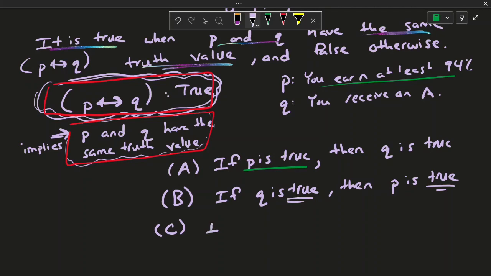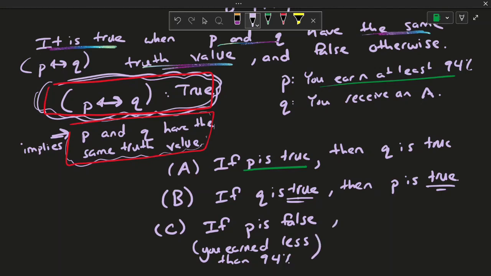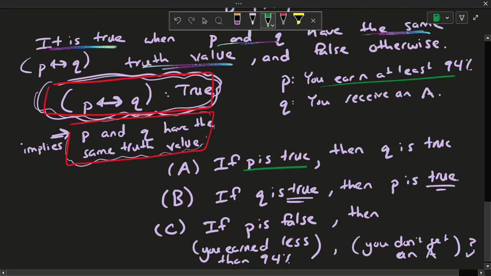And then C is saying, in the example from the book, if P is false, in other words, you earned less than 94%, is it necessarily true that you don't get an A? Does that imply you don't get an A? And yes, that is also true. Because again, back to the definition of the biconditional, if it's true, P if and only if Q, then P and Q have the same truth value. And so if P is false in this situation, Q also must be false.